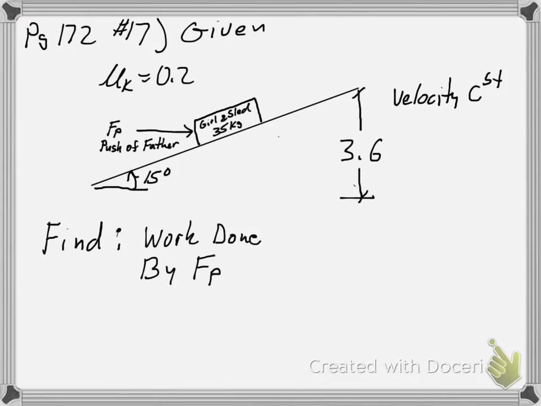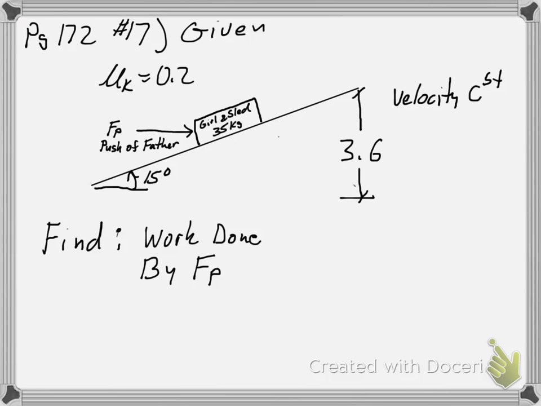Let's take another look at this example problem that we did in class of the father pushing the girl in sled up an incline. We're given the mass of the girl in sled, the coefficient of friction. We're told this is at constant velocity, so we're going to be in equilibrium. And what we're looking for is the work done by force applied. Now, the dilemma here is our force applied is horizontal, but the motion, the displacement, is up the incline.